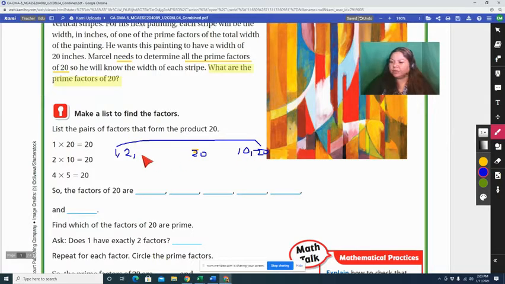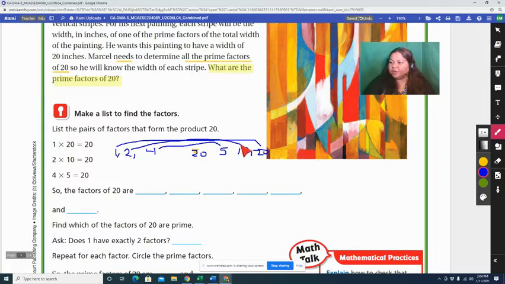Then I think, can I multiply 3 times something to get 20? Well, 3 times 7 is 21. It goes too high, so I don't think I can. Then I go to the next number, which is 4. 4 times what number will give me 20? 4 times 5. Now, if you notice, 4 and 5 are next to each other. So that means those are my last factors, 4 and 5, because the next number is 5, and it just keeps repeating itself.